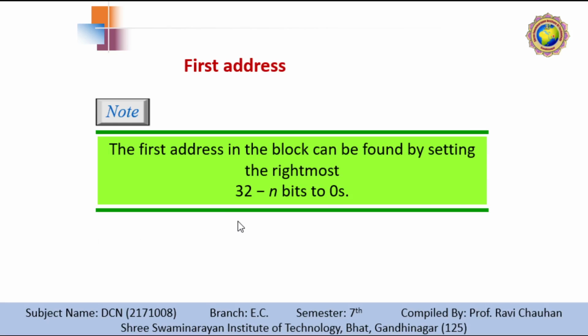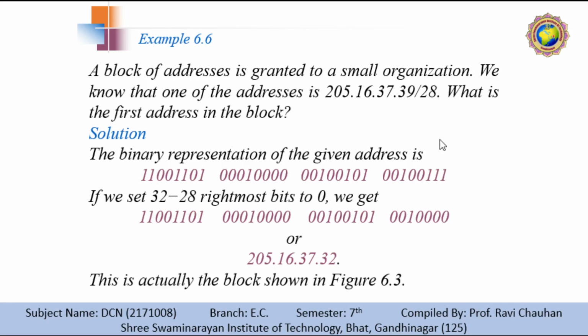Okay, let's have an example. A block of addresses is granted to a small organization. We know that one of the addresses is 205.16.37.39/28. What is the first address in the block? In the binary representation, the given address 205.16.37.39 will be converted to binary. As you can see, it is a binary conversion of 4 digits.